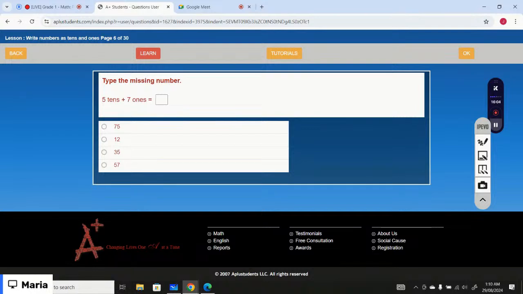Type the missing number: 5 tens plus 7 ones. So which is the correct option? The correct option is 57, right? 5 tens and 7 ones make 57. The last option is the correct one.